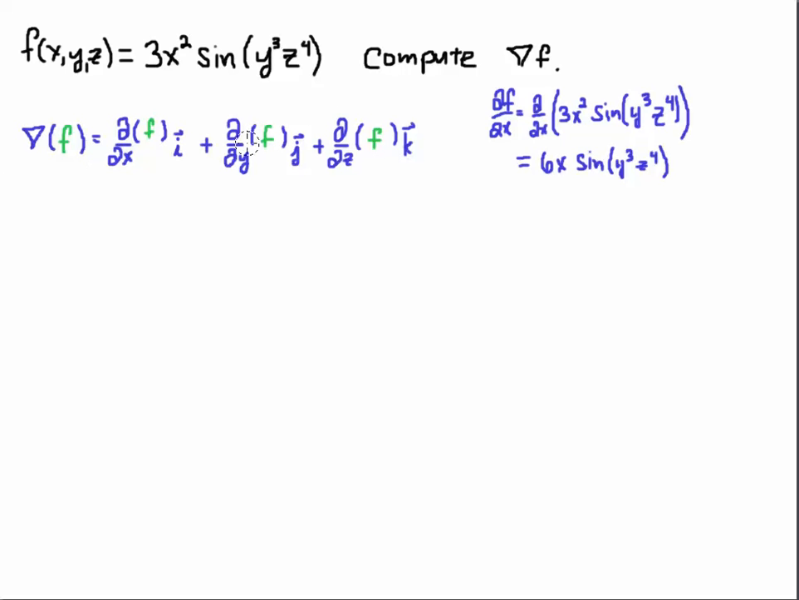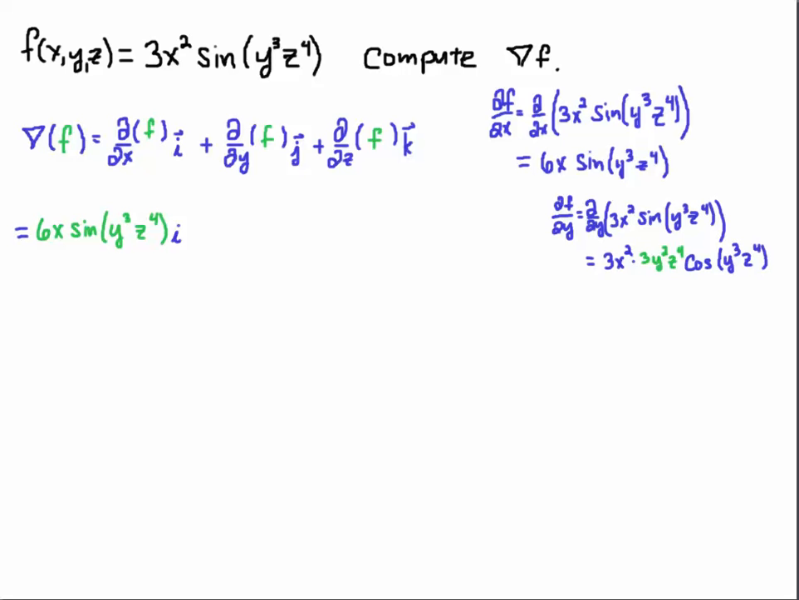So let's compute the partial of f with respect to x. And if we do that, we see that the sine function here has no x in it, so it gets treated as a constant. And so we just take the partial of 3x squared with respect to x, and we get 6x. So we'll fill that in to the first component.